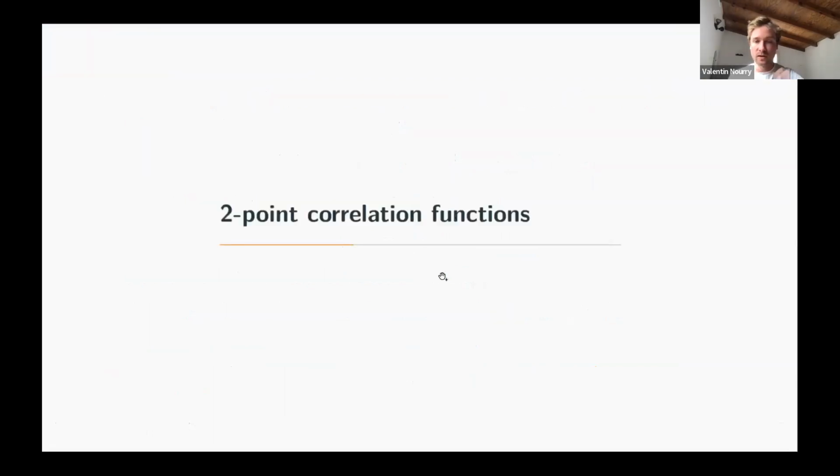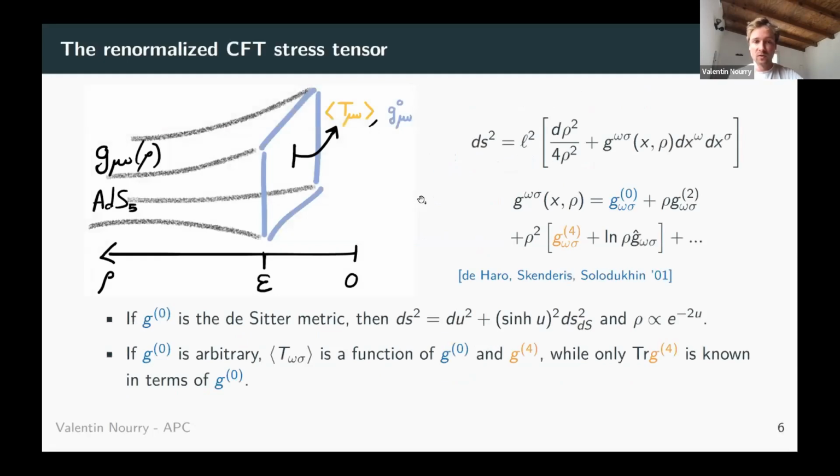Now we have the setup, and we can compute the two-point correlation functions. These are just details about the holographic setup, but first we need to obtain the one-point function of the stress tensor. The metric of the bulk spacetime is of Fefferman-Graham form. This is this metric. And the slice metric, this little g, has a near-boundary expansion.